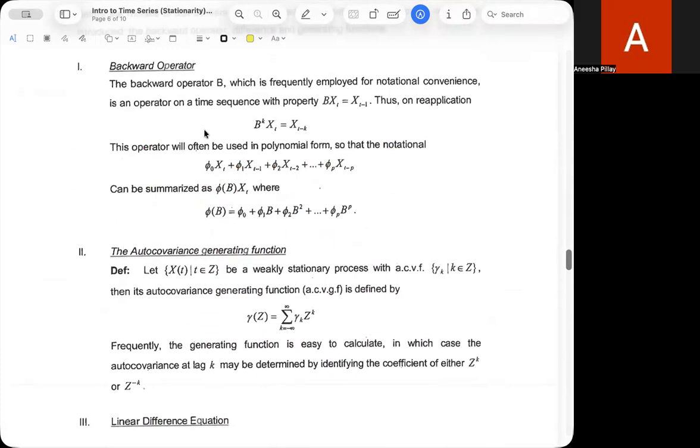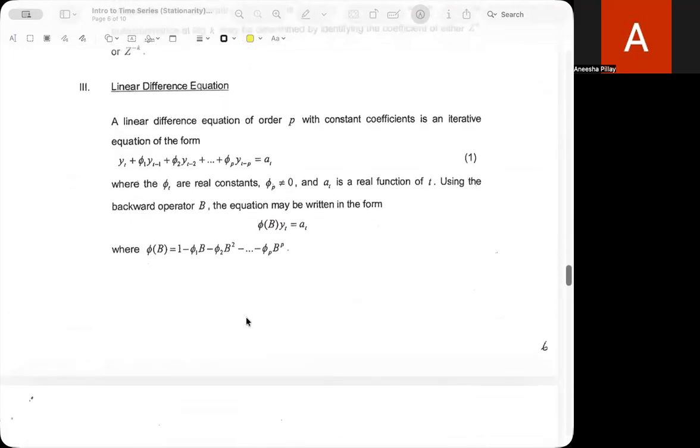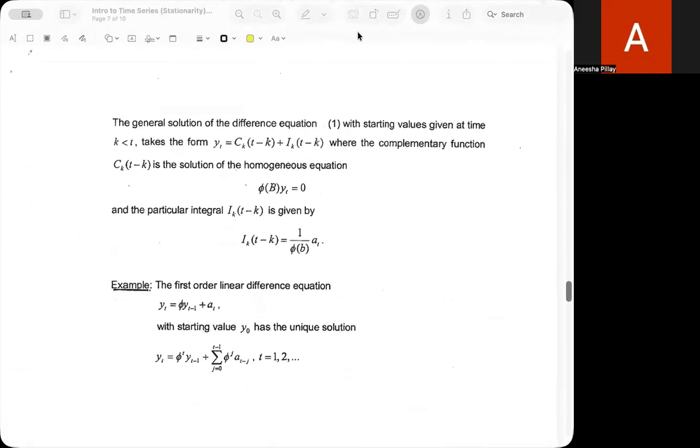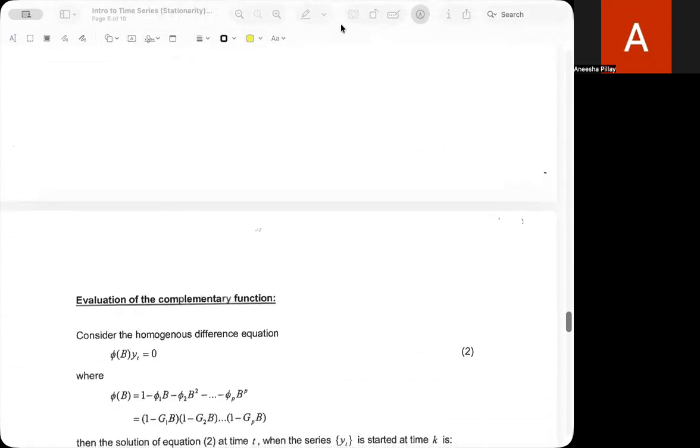I'll get into the examples later. This operator is always used for your polynomial form, and it can be summarized in this manner here, where phi B is equal to the summation of all of these backshift operators. And then we have the covariance generating function, also something that we will go through. No worries. Then the linear differences. I'll just go to the example now.